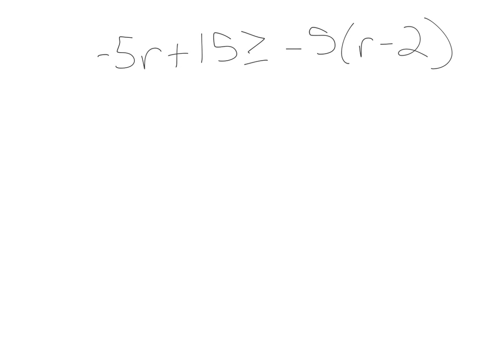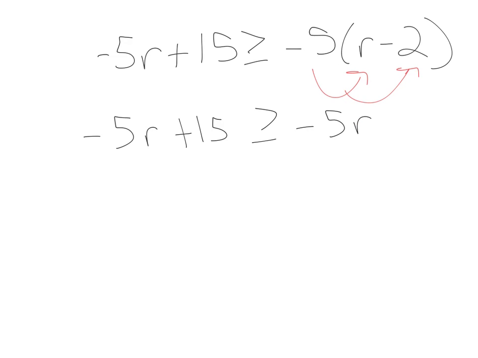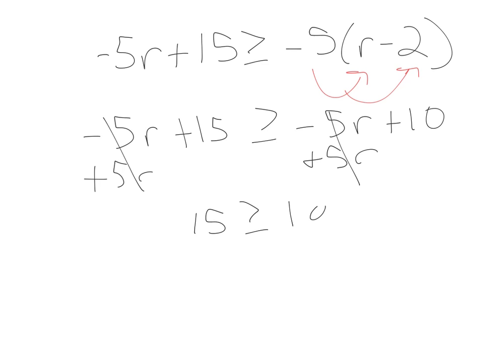Another example is negative 5r plus 15 is greater than or equal to negative 5 times the quantity r minus 2. If I do my distributive property again, like I did in the previous problem to simplify the one side, I still have negative 5r plus 15 is greater than or equal to, on this side, negative 5r plus 10. If I add 5r to both sides, these both cancel out again. And I'm left with 15 is greater than or equal to 10.